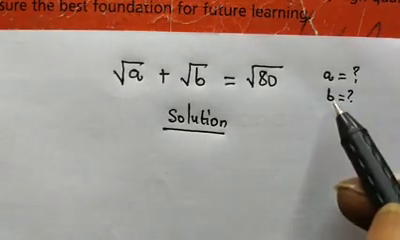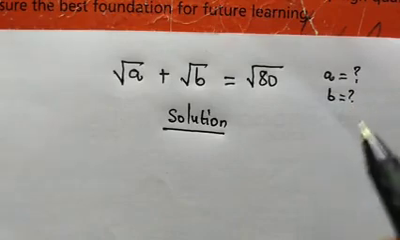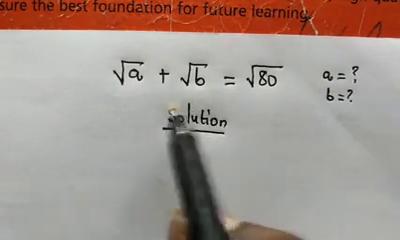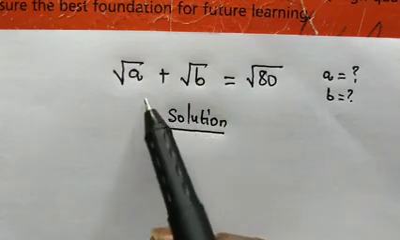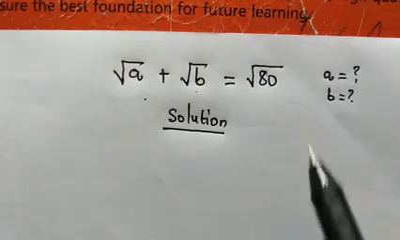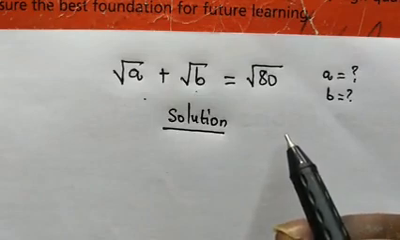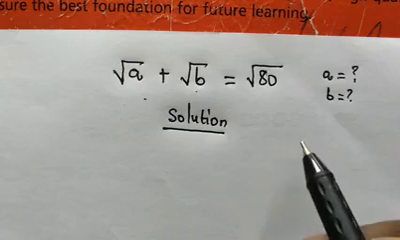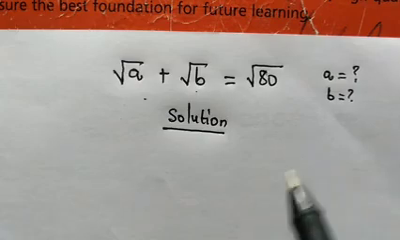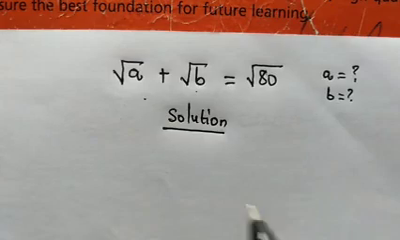Today we're going to solve for integers a and b in the following given radical equation. We have square root of a plus square root of b is equal to square root of 80. Is that possible? Two different variables in one single equation. This equation is called the Diophantine equation, right? So let's see how we're going to solve this problem.